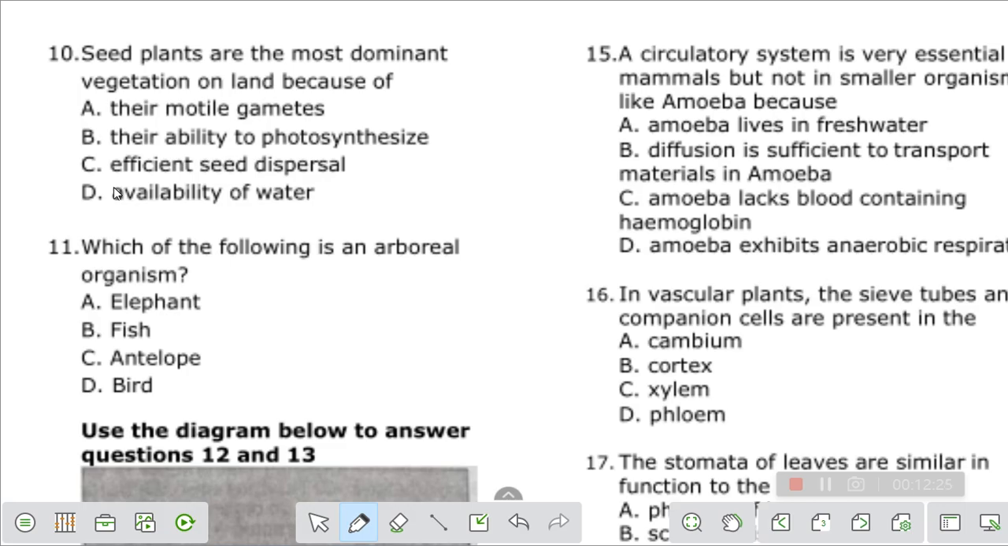The dispersal of fruits and seeds has the following importance or advantages. It helps to prevent overcrowding. That is, it will not let plants be crowded in one place. It also prevents undesirable competition for space, light, water, and nutrients.